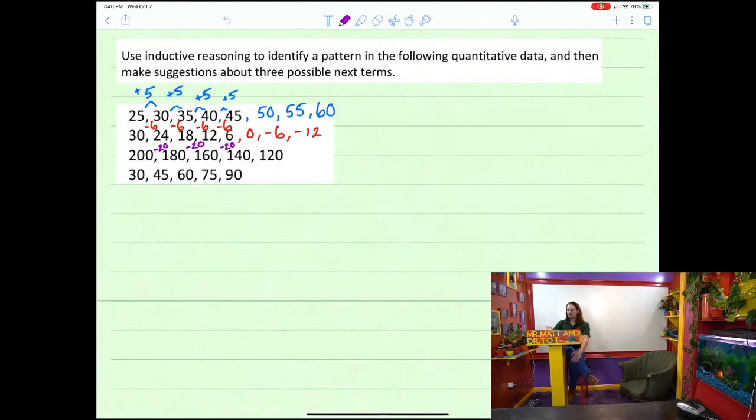Last example, 45 minus 30 is a plus 15 change. 60 minus 45, also a plus 15. 75 minus 60, also plus 15. And 90 minus 75 is also a plus 15 change. So the rule here is going to be add 15. So 90 plus 15 is going to be 105. 105 plus 15 would be 120. 120 plus 15 would be 135.